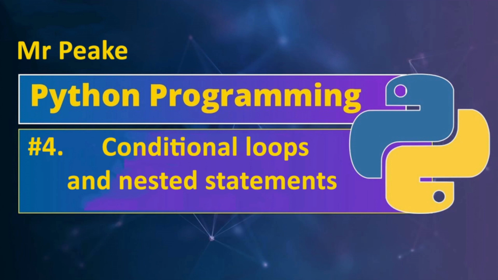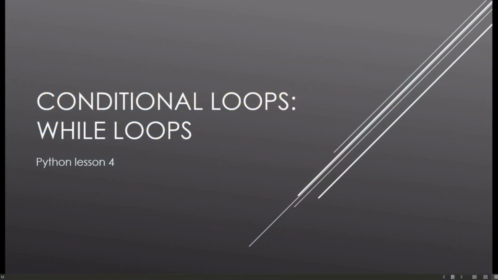So this lesson we're looking at conditional loops and nested statements. Last lesson you should have looked at if statements and conditional statements, so you should have gained a little bit of experience of using variables in conditional statements. So we're going to carry on developing that knowledge this lesson by looking at what we call conditional loops or while loops. So let's take a look at what they are. So move over to my presentation.